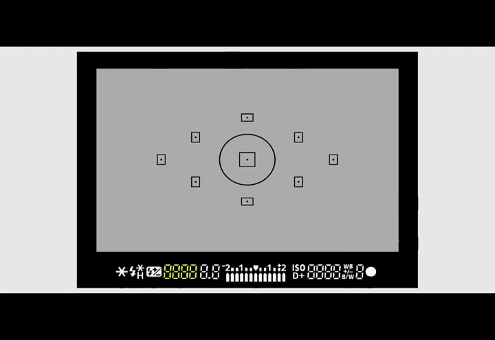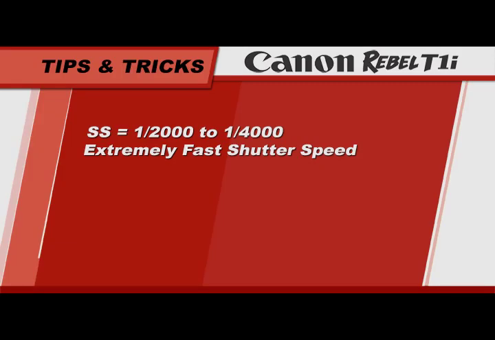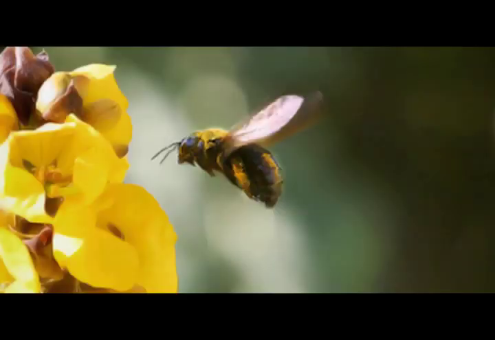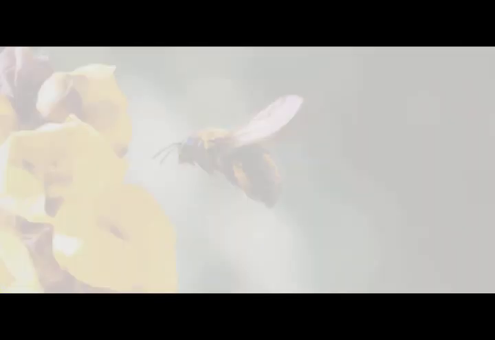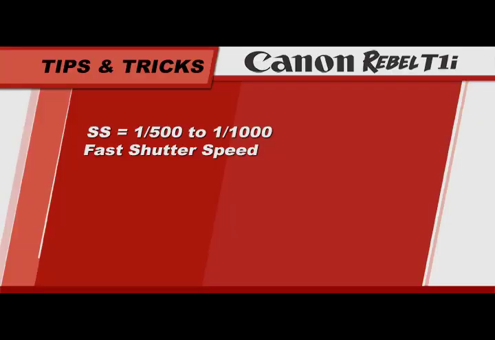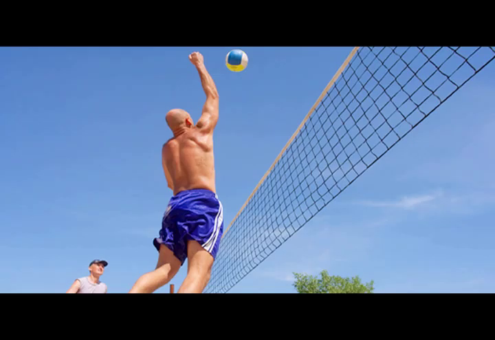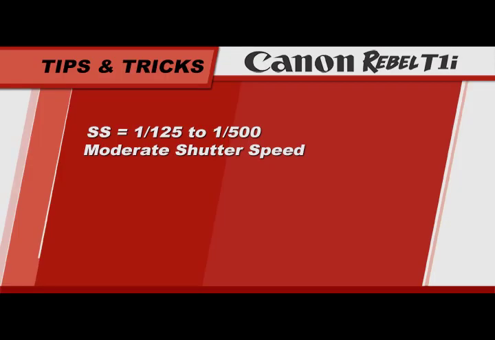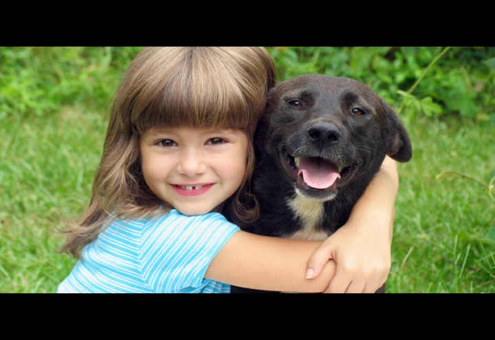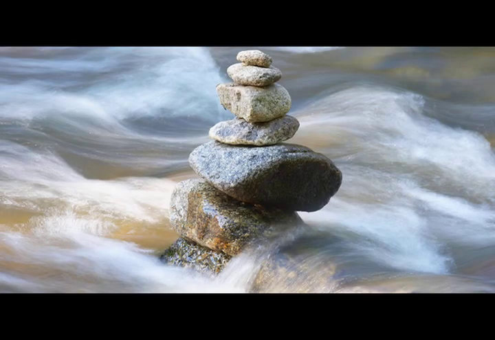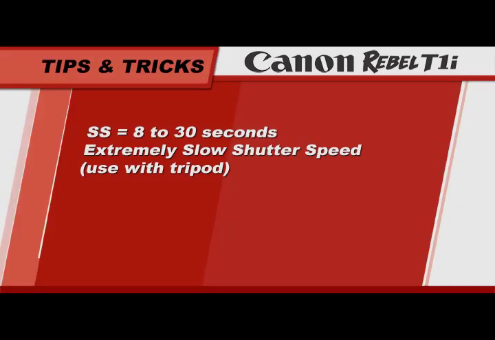A fast shutter speed of 1/2000th to 1/4000th of a second could be used to freeze the wings of a bee or the blades of a helicopter in flight. A shutter speed of 1/500th to 1/1000th would be good for freezing action at a sporting event. A moderate shutter speed of 1/125th to 1/500th could be used for taking portraits of friends or family. If you'd like to slow things down and capture the effects of motion or blur the movement of a waterfall, select a slow shutter speed in the range of about 8 to 30 seconds.